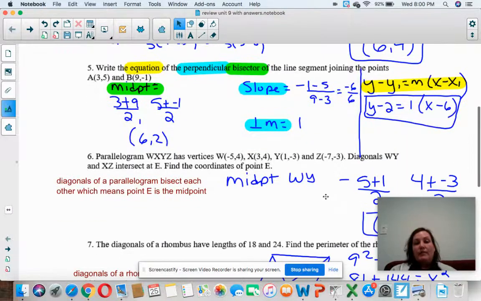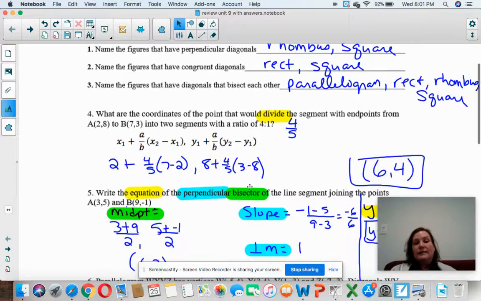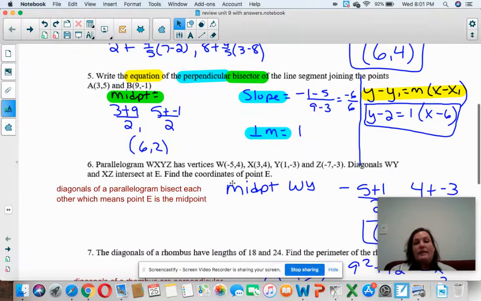Question 6, I have a parallelogram. You can draw a parallelogram if it's going to help you out. These are my points, W, X, Y, Z, and they tell me the diagonals WY and XZ intersect at E. Find the coordinates of point E. One of the things that we learned is that the diagonals bisect each other. Since they bisect each other, that means E is going to be my midpoint.